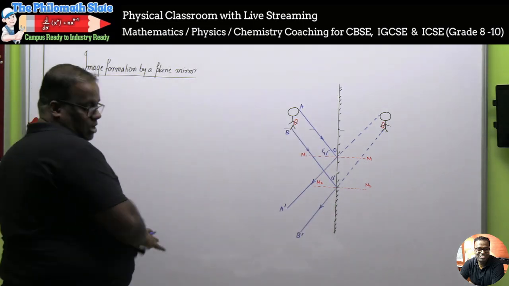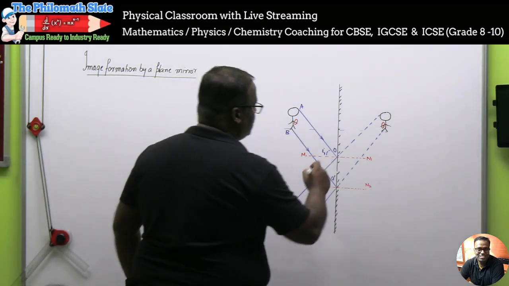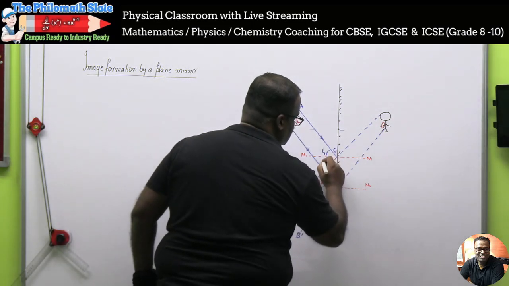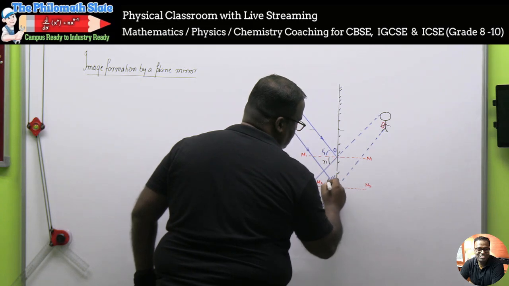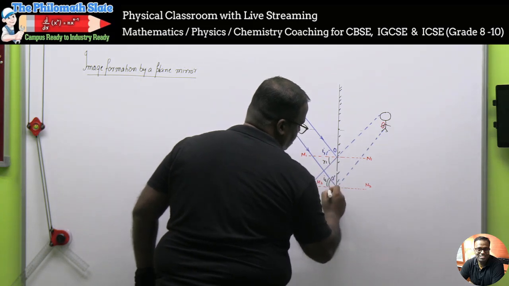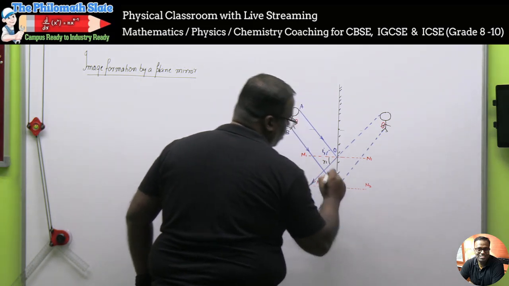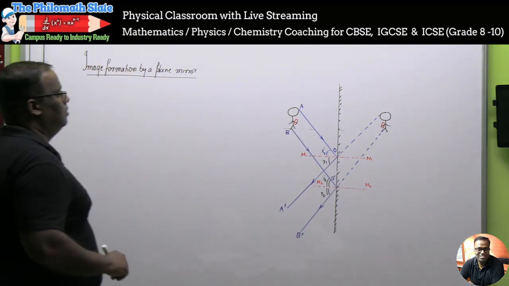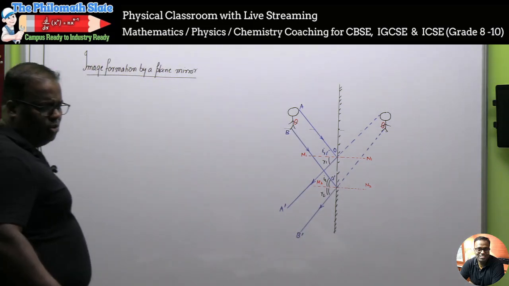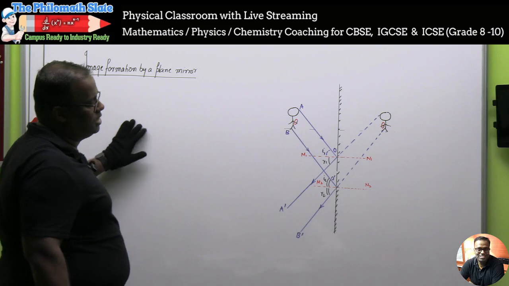ठीक है? तो यहाँ पे थोड़ा देख लेते हैं. This angle of incidence, this is I1, so this is R1, and this is I2, and this is R2. The law of reflection is always obeyed. ये ड्रॉ करने को एग्जाम में नहीं आएगा, ये समझने की चीज है.